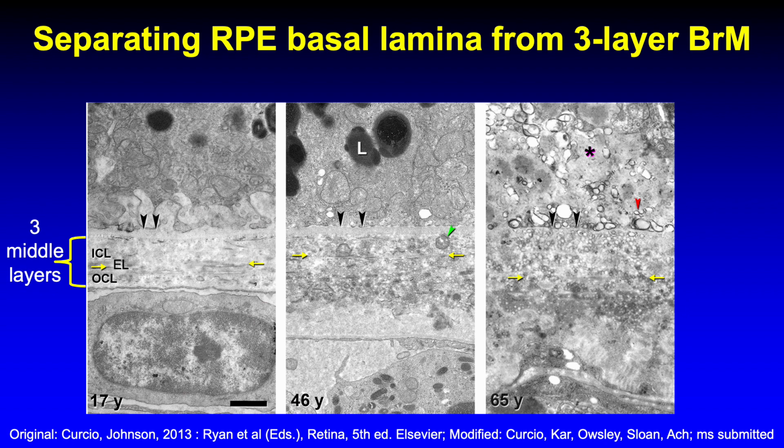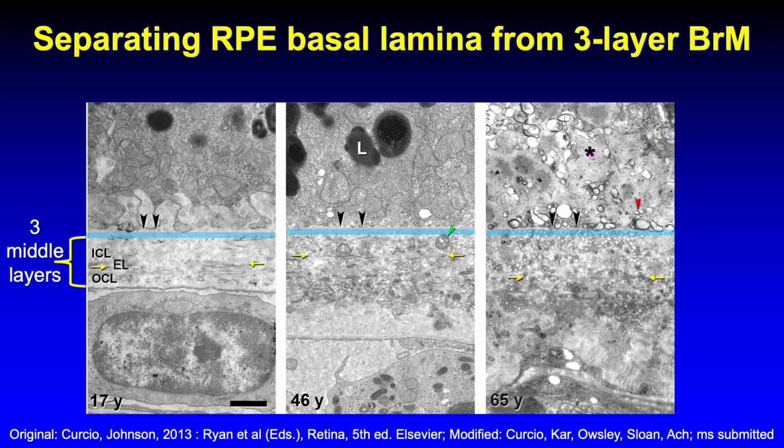We can think of Brooks membrane as a flat vessel wall between the choriocapillaris on the bottom of this picture and the RPE on the top. Our studies have led us to agree with Sarks and with Gass that AMD pathology is best explained if we think of Brooks membrane as its middle 3 layers rather than the traditional 5 layers.